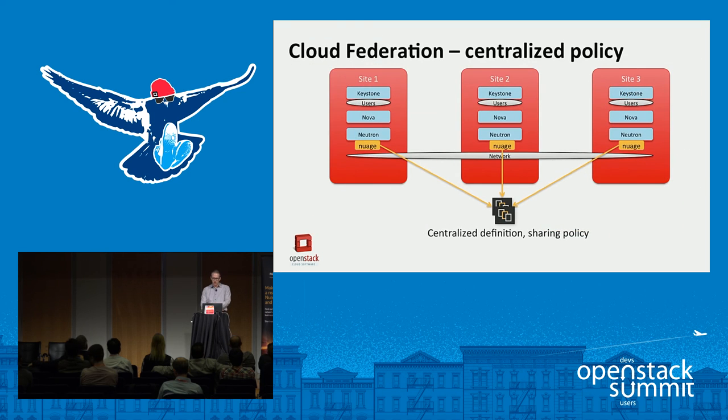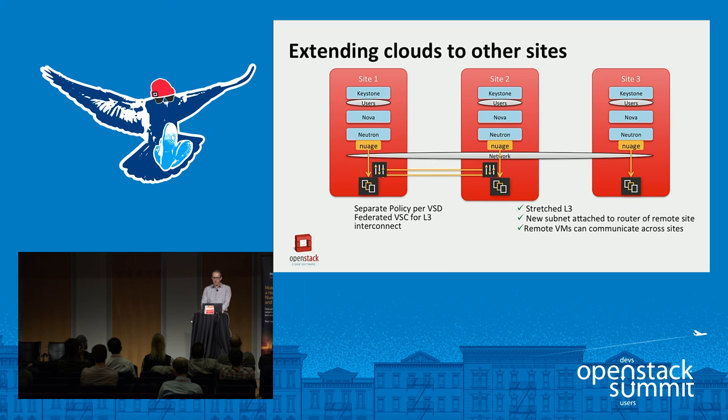So in the OpenStack to OpenStack case, you can either do that with a single VSD layer exposing multiple sites, or you can have multiple VSDs if you want full isolation, and you can still have federated connectivity between a Nuage instance running under Neutron in site one and in site two.